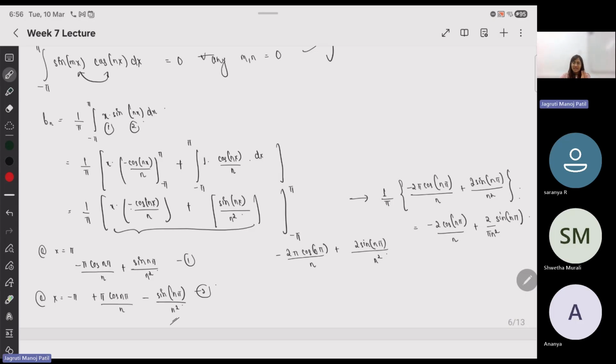But now you know that sine is 0 at all multiples of pi, and cos is negative 1 at odd multiples of pi. So sine n pi would always be 0. Cos n pi would be negative 1 to the power n, because cos 2 pi is plus 1. Okay, so now you insert both of them. So this is like this.